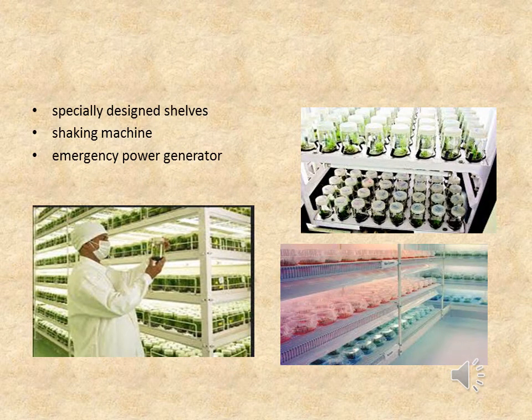In the culture room, specially designed shelves are present. There is a shaking machine, and an emergency power generator is present so that the temperature and light quality are maintained in the culture room. The picture is showing shelves and the cultures placed on the shelves in the culture room.